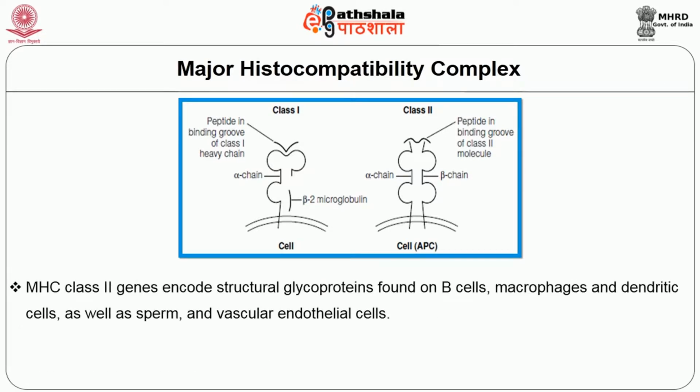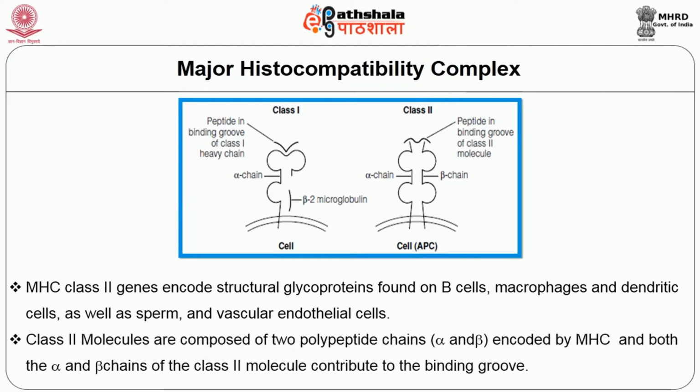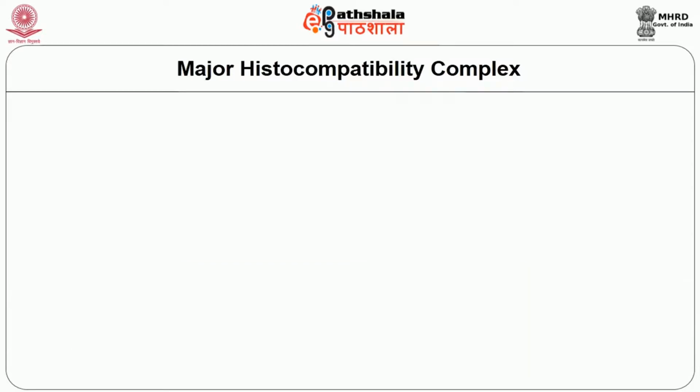MHC class 2 genes encode a structural glycoprotein found on B cells, macrophages and dendritic cells, as well as sperm and vascular endothelial cells. Class 2 MHC molecules are composed of two polypeptide chains, namely alpha and beta, which are both encoded by MHC genes. Both the alpha and beta chains of the class 2 MHC molecule contribute to the binding groove.